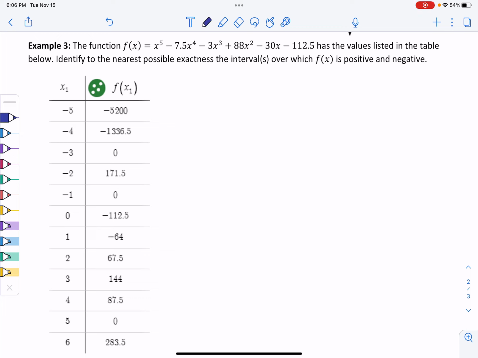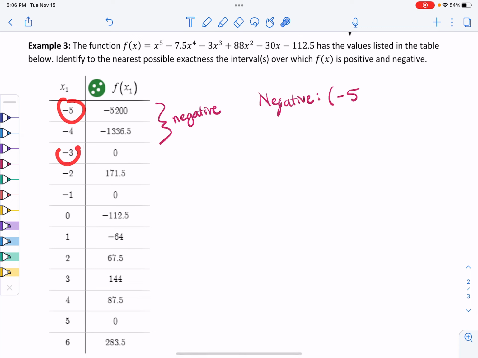So we can see right here that our function is negative, correct? And then it goes to 0. So we're going to say that it is negative all the way up to 0. So we've got negative from negative 5. I'm looking at this right here. Negative 5 up to negative 3.